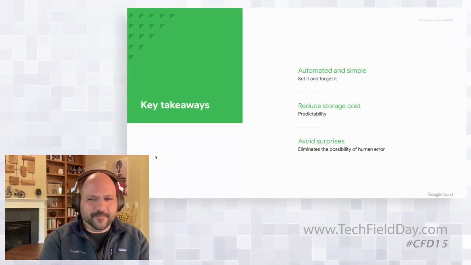So yeah, some quick takeaways, but I think we got all these. AutoClass makes it automated, makes it simpler. It does reduce storage costs in a pretty predictable way by removing a lot of the risks, and avoids surprises. So we think that is pretty attractive to customers to look at things this way.